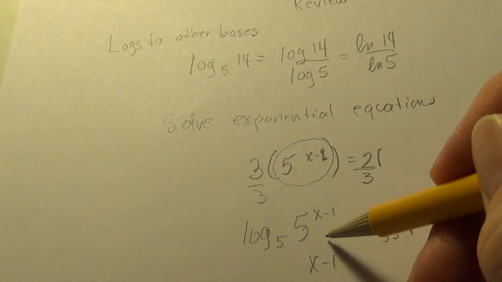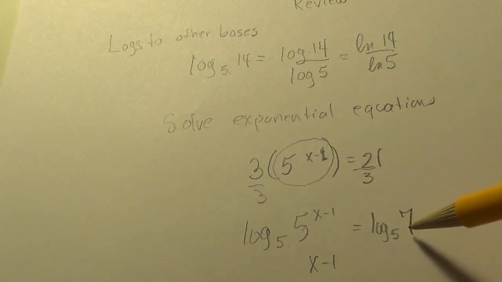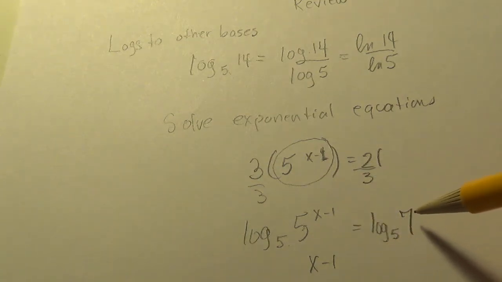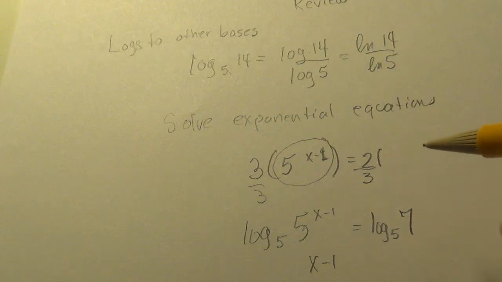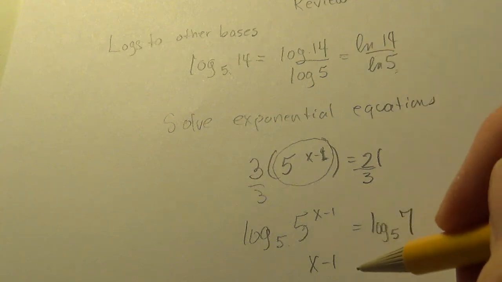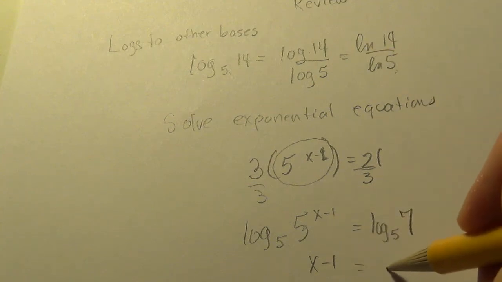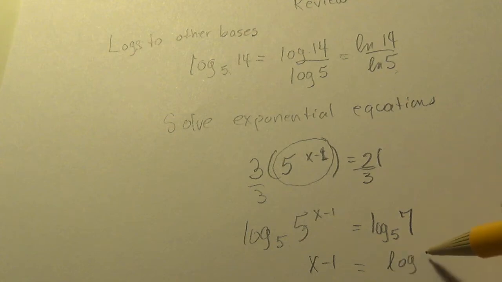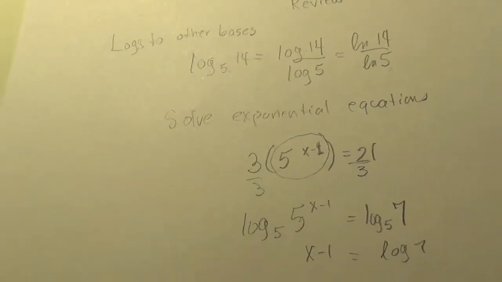So I have brought this down where I can use it. And over here, log to the base 5 of 7, which is log 7 over log 5, like I did up here. We'll have to come up with a number. Log, say 7 over log 5.